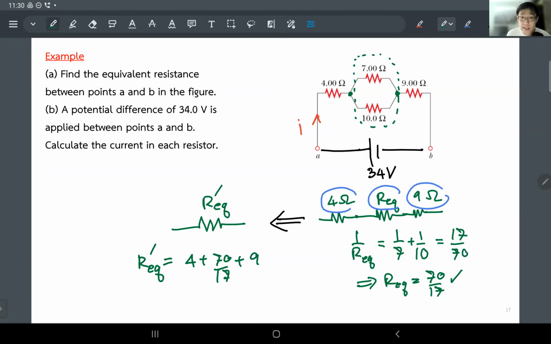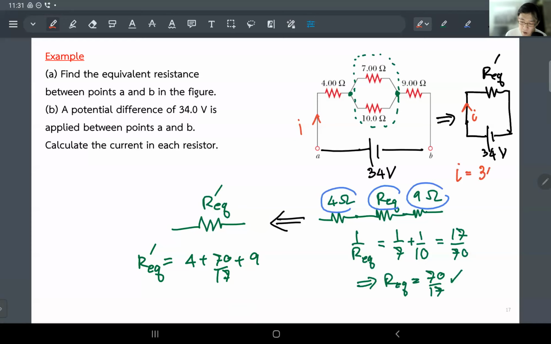That's it, guys. So what I'm saying here is you can turn this set of resistors connected like this down into just this: R equivalent prime with 34 volts. See? And it's done, in the sense that now you are able to calculate the current flow simply by I equal to 34 over R equivalent. And you are good to go.